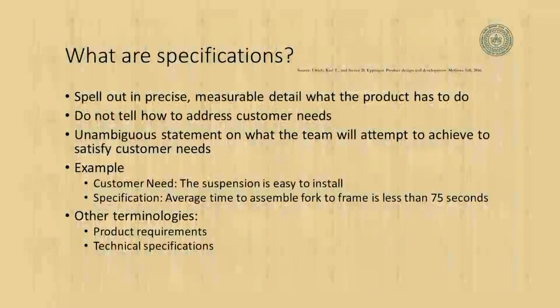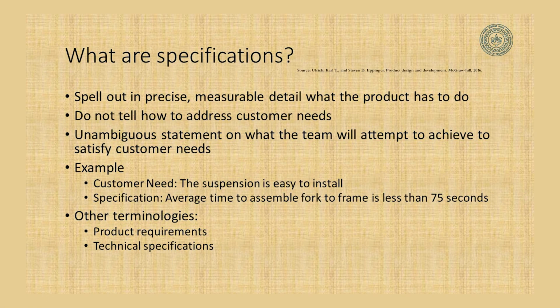So, what are these specifications? These specifications spell out in precise measurable detail what the product has to do. So, it will be precise and you can measure it. Okay. So, they do not tell how to address the customer needs, they do not give you the solution, they only tell you that the product must do some things in very measurable detail, okay, conforming to the needs, okay, but they do not tell you how to address the needs.